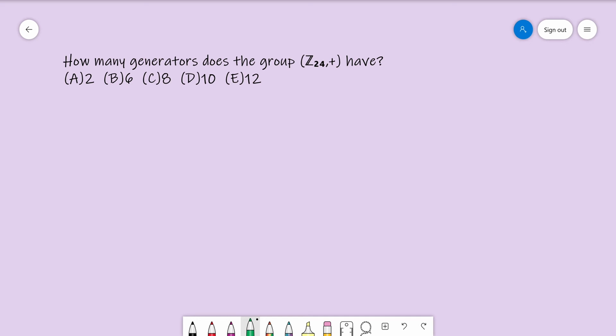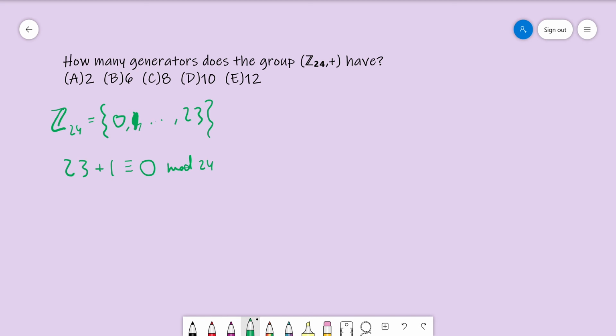So I'll just remind you what Z24 is. Z24 is all the numbers between 0 and 23, and it's under the operation of addition mod 24. So, for example, 23 plus 1 is going to be congruent to 0 mod 24. In other words, 23 plus 1 is going to be 0 in this group.